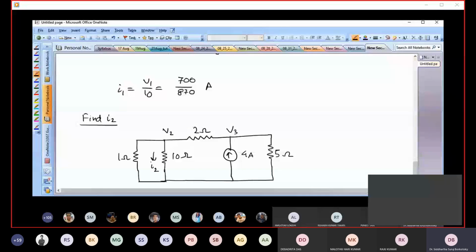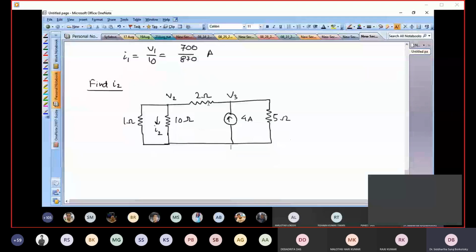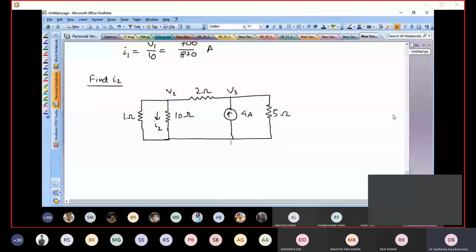This is the circuit. So we have the current source intact now, but the voltage source over here is gone. So there is no voltage source. So now I need to find out what the current I2 is. So for that, I'll just call this node 2 as before and call this node 3.